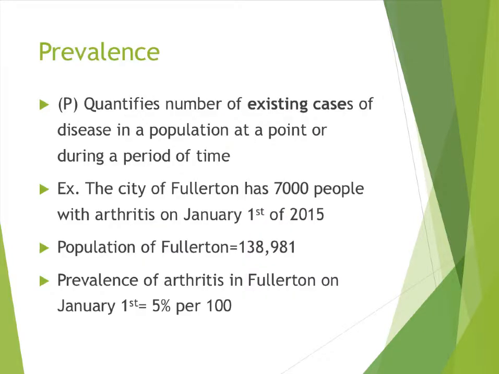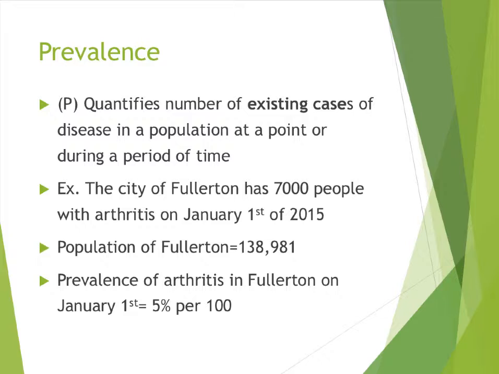Prevalence is different than incidence and provides a snapshot of the population at a point in time at which we identify who has and who does not have the disease. Prevalence takes into account all existing cases of disease. Existing is a key word here that I want you to remember. Incidence deals with new cases of disease only, while prevalence deals with existing cases of disease.